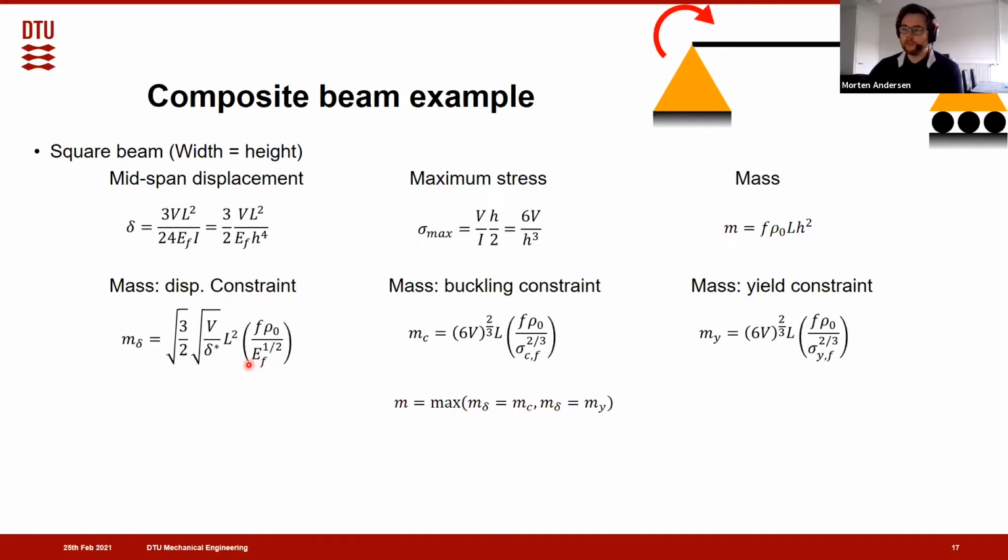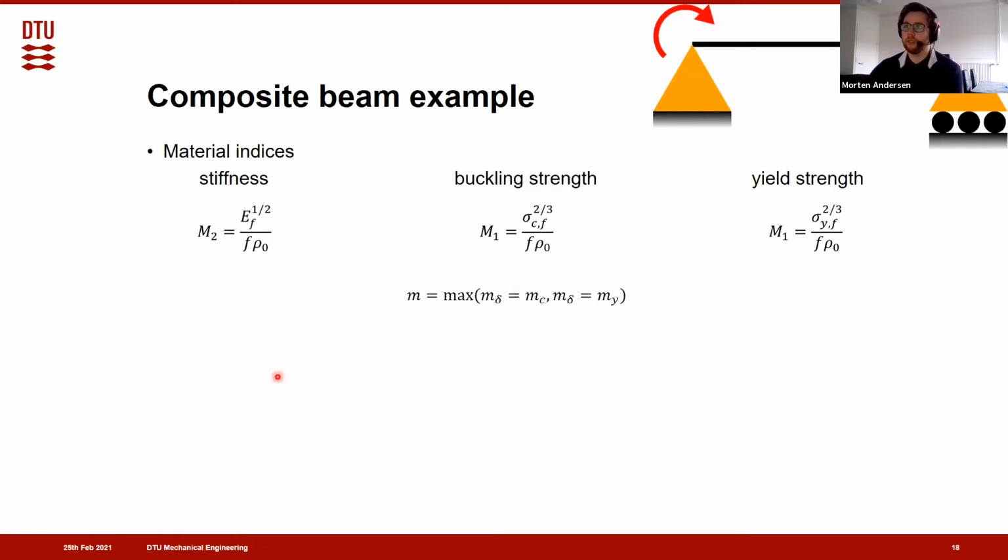So we can set up an Ashby multi-objective plot with these material properties as the axes. We call these material indices. Here M2 is the stiffness index, and M1 is the stress index, so either buckling strength or yield strength.